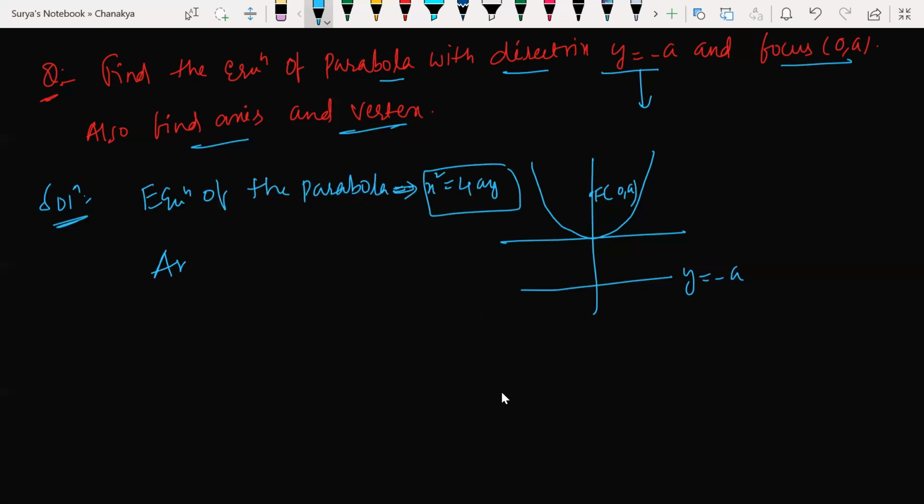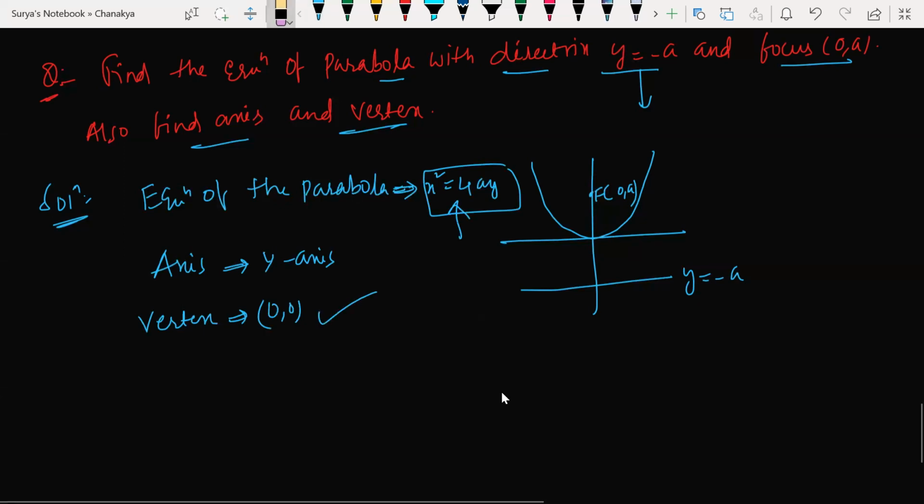What is the axis? Which axis? Beta, the axis will be the y axis, along with the positive y axis. You can write positive y axis also, nothing wrong in that, but we are simply asking the axis, so it is the y axis. So what is the vertex here? Of course (0, 0). It is a standard parabola. So the vertex of a standard parabola is always (0, 0). Okay beta? Any doubts? Very simple question it was.